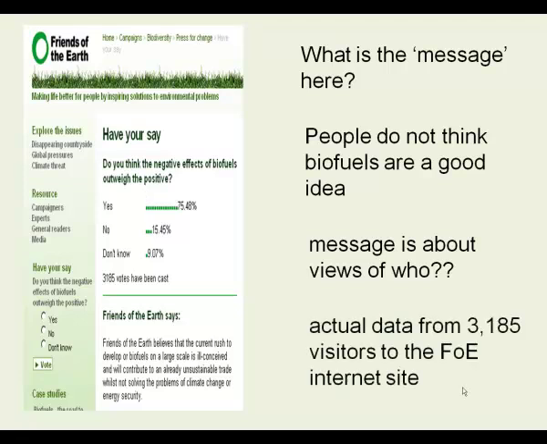The actual data comes from 3,185 visitors to this site. And of course the next step is, well, if you were going to claim that this was about the views of the general public, how representative of the general public are the people that choose to go to this site? So you can start asking questions about the way that data is gathered and the effects that would have.